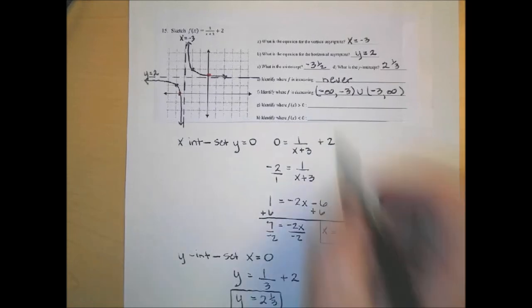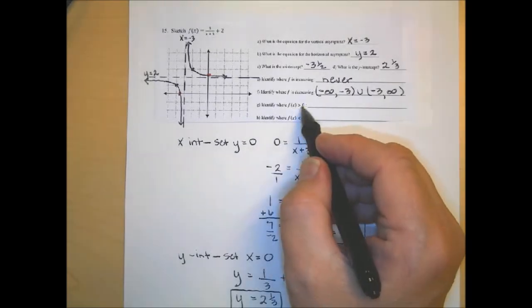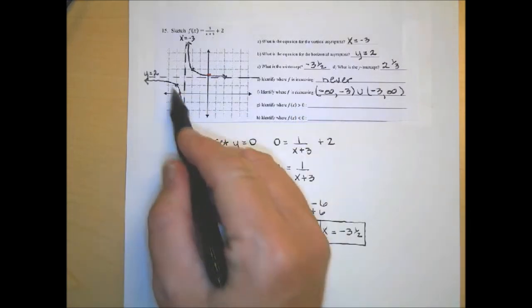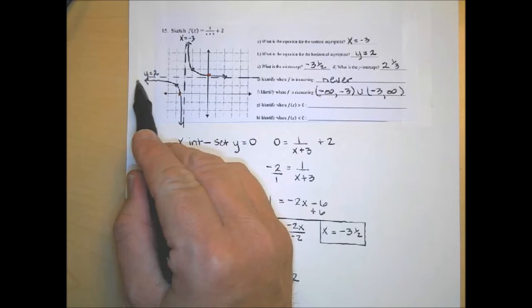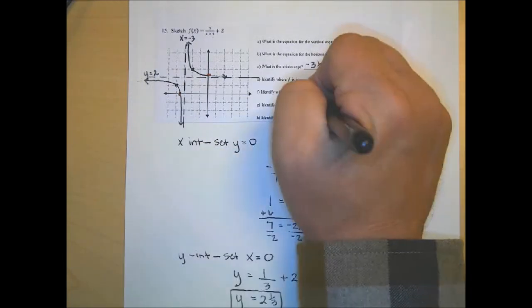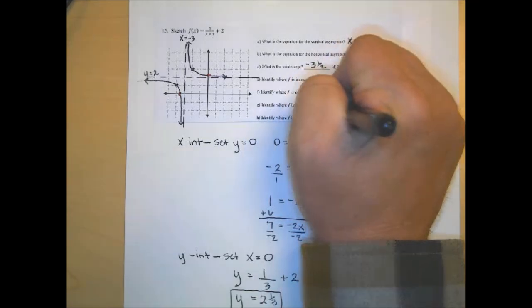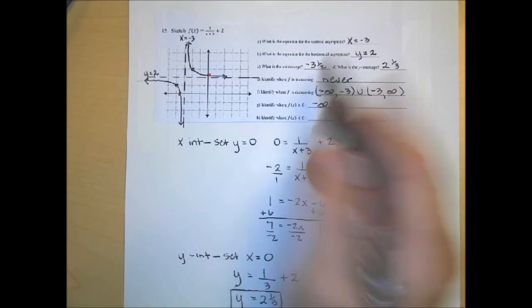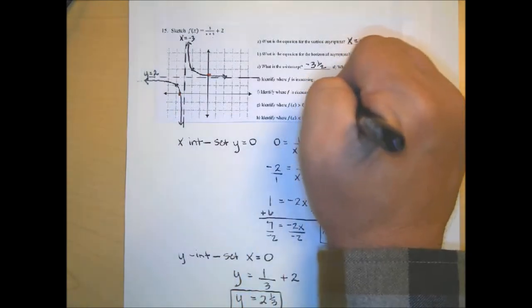Now, where is the function greater than 0? Okay. Well, in this part of it, it's from negative infinity to that point. So negative infinity to the place where it hits the x-axis, and that's otherwise known as the x-intercept.